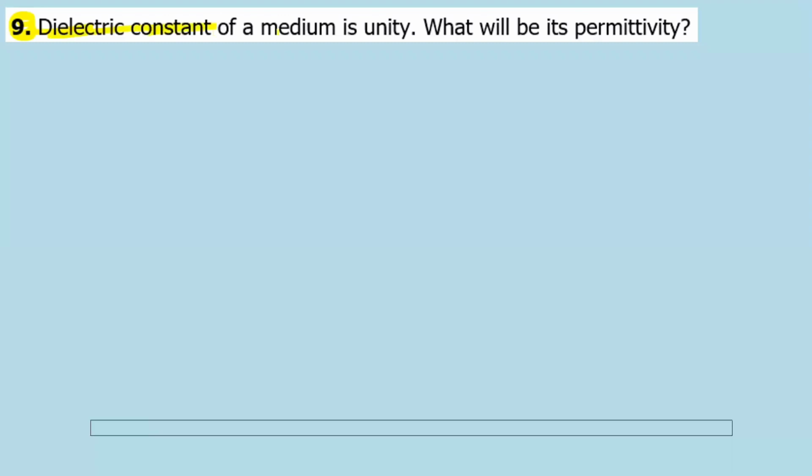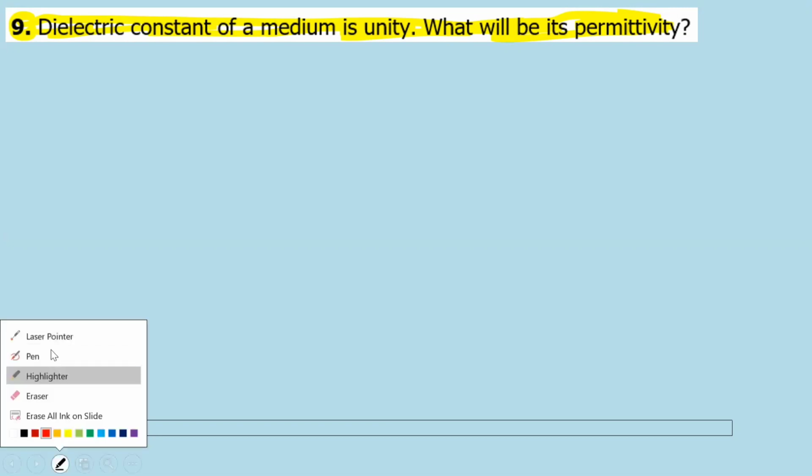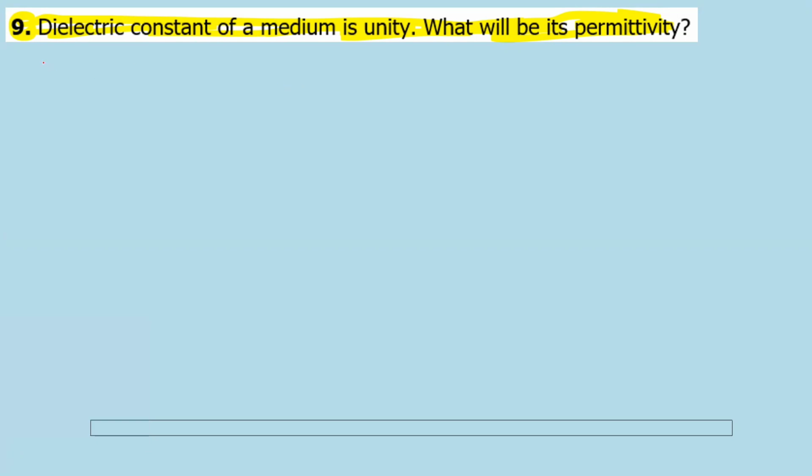It is said the dielectric constant of a medium is unity. What will be its permittivity? So we have studied about the dielectric constant, about the permittivity of free space and all these things. Here in the question, what is given to us is the dielectric constant. We know how we denote the dielectric constant. We write the dielectric constant as K, right? So here it is given K is equal to 1. So you have to say what is its permittivity. Permittivity means you need to calculate epsilon.